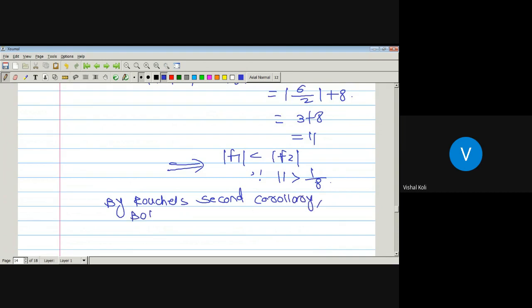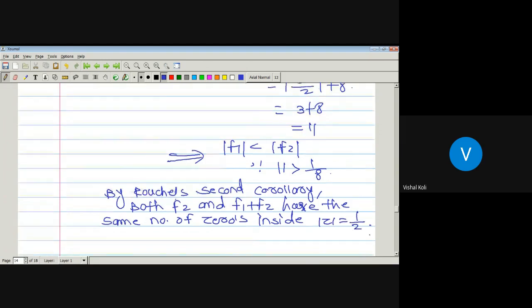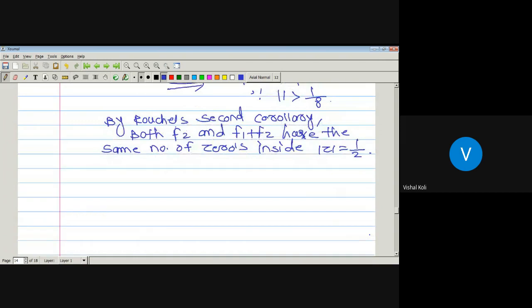since |f1| is less than |f2|, it means f2 and f1 + f2 have the same number of zeros inside |z| = 1/2. But f1 + f2 is nothing but our f.